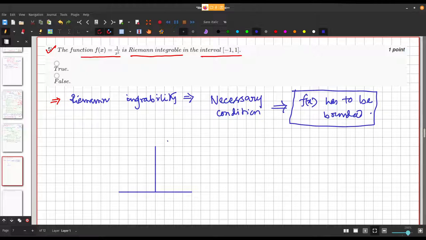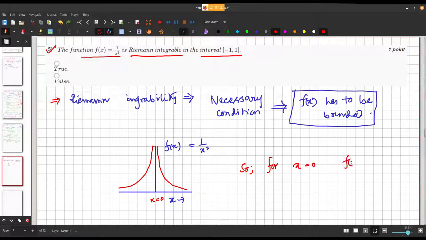All right, so let me draw the function f(x) equal to 1 over x square. So you will see that when x is becoming 0, this function is blowing up, right? So this is x equal to 0. So for x equal to 0, f(x) is not defined.